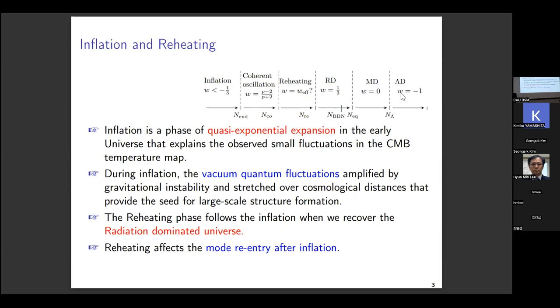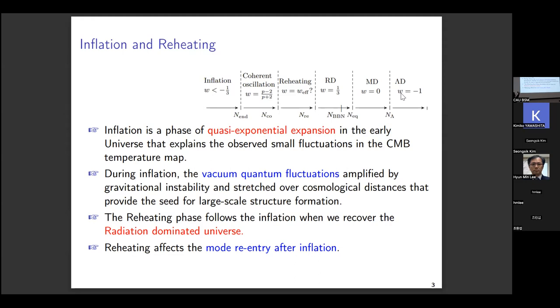Inflation, everybody knows about inflation now. It's pretty standard stuff. It's a phase in the early universe when the universe expanded quasi-exponentially. The quantum vacuum fluctuations amplified by the expansion become classical seeds for the classical structure. Now the reheating phase is the phase that follows inflation. So if we want to characterize different epochs in the early universe, the one quantity that we need to know about is the equation of state during each epoch.